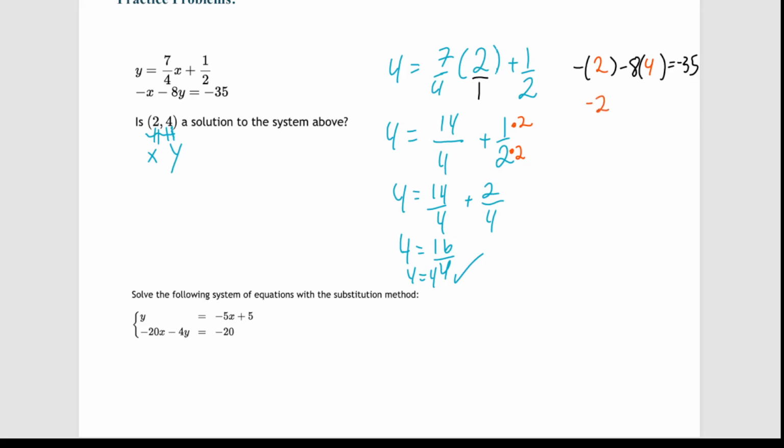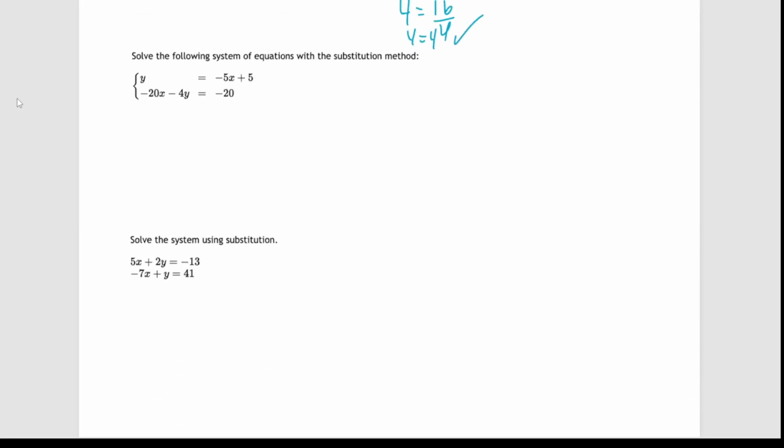Negative 1 times 2 gets us negative 2. Negative 8 times 4 gets us negative 32 equals negative 35. Negative 2 minus 32, negative 34, does not equal negative 35, so it is not a solution to that set of equations for exactly that reason. So even though it worked with one of the equations, the fact that it did not work with the other equation means it's not a solution to the full system.